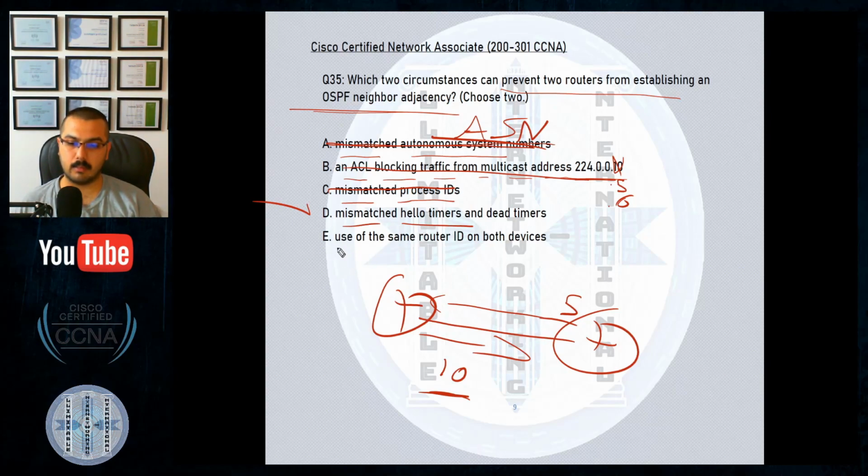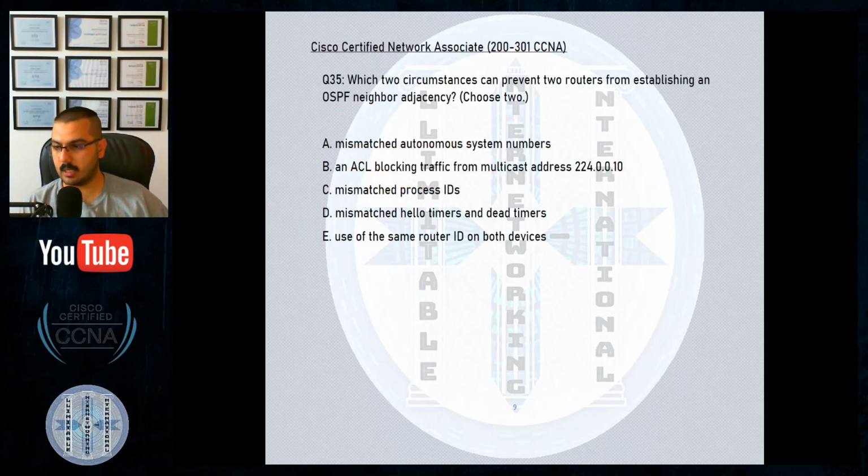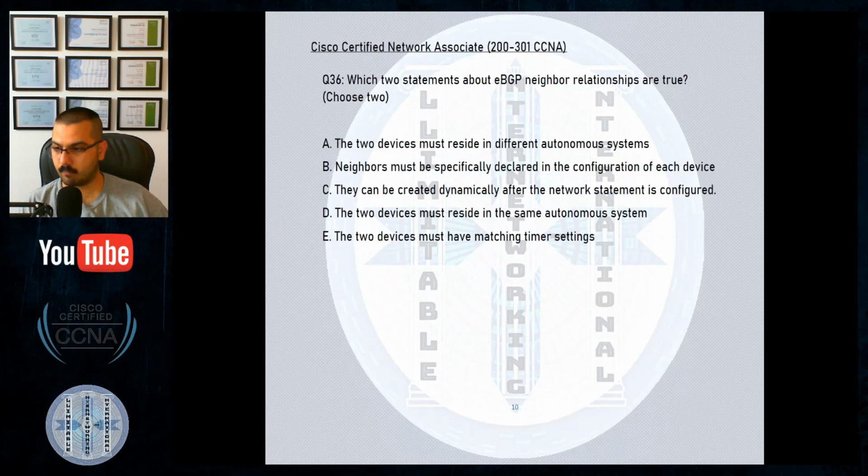And the last one will be use of the same router ID on both devices. This is a catastrophe. Each one of them must have a unique RID, router ID. Okay, so D and E are correct for this one.